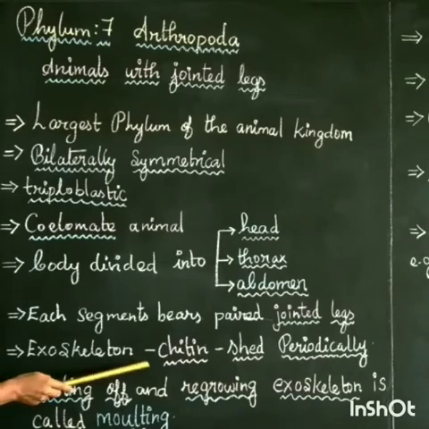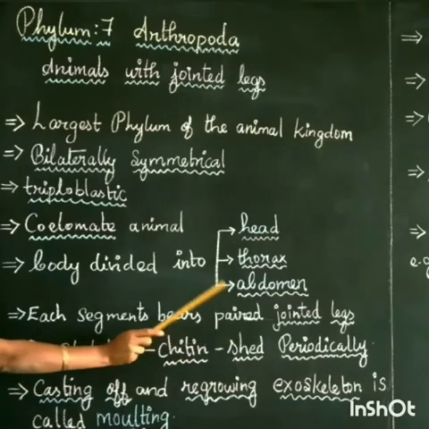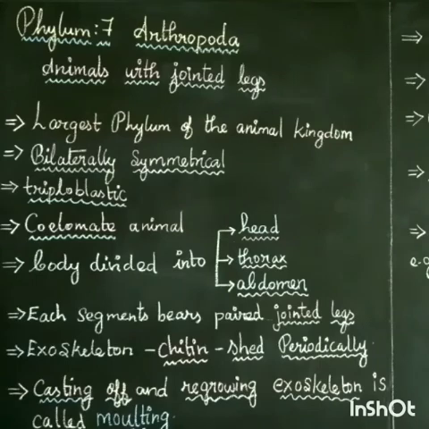Then what about exoskeleton? Exoskeleton is made up of chitin. The internal skeleton we call bones, but here the exoskeleton is made up of chitin. Chitin is a layer, the outermost covering of an animal.